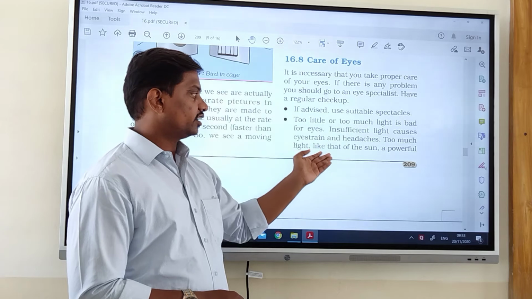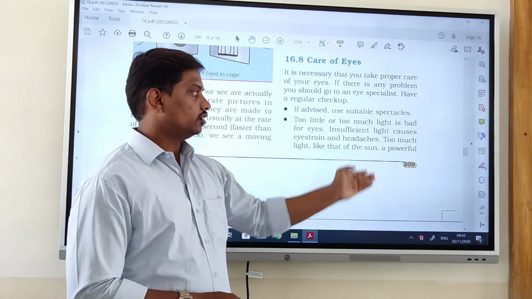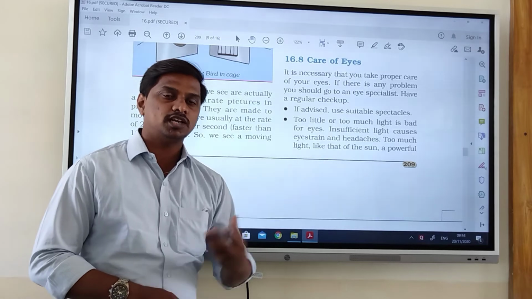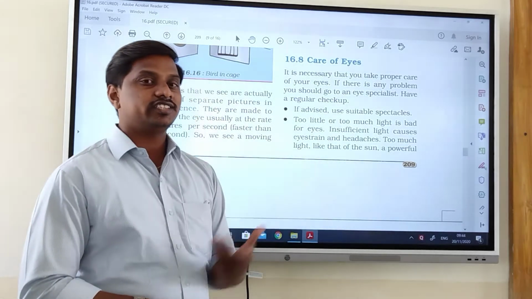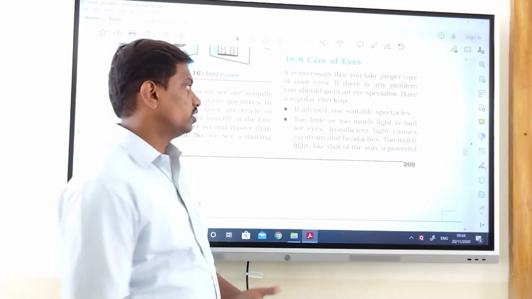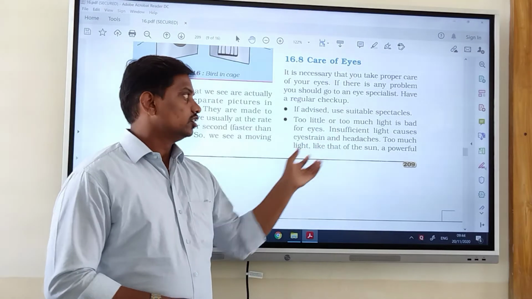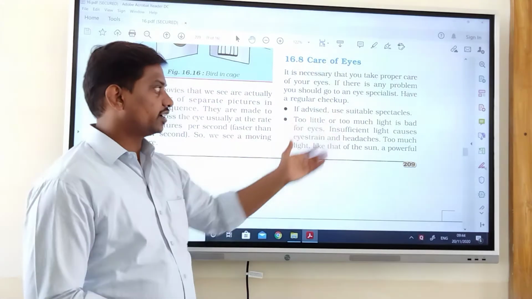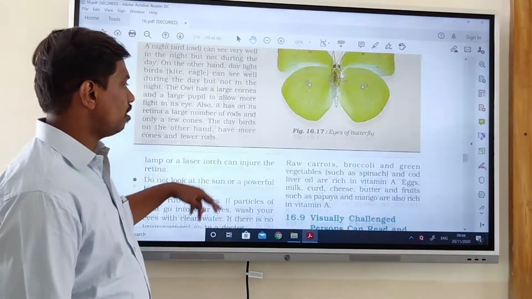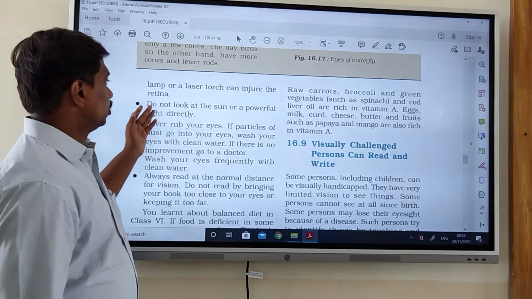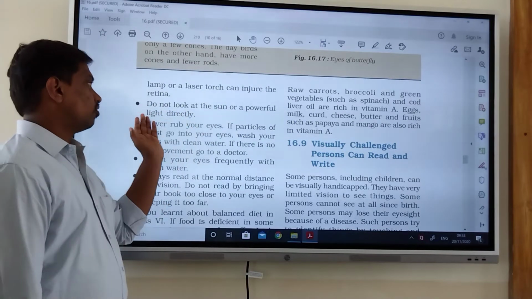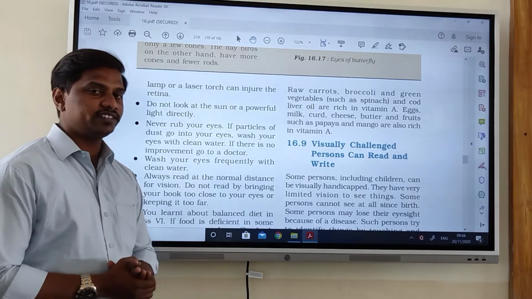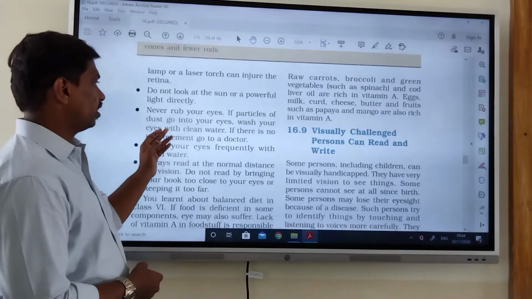Too much light, like that of the sun, the powerful rays of the sun passing through the eyes, can cause damage to the eyes. So that's why you should take care of your eyes. If you are given any advice, then you should use spectacles also. Do not look at the sun or a powerful light directly. Okay. So never rub your eyes.